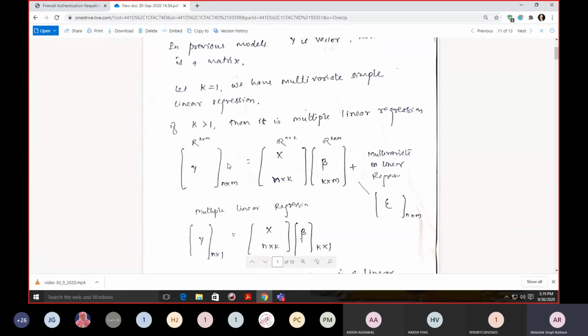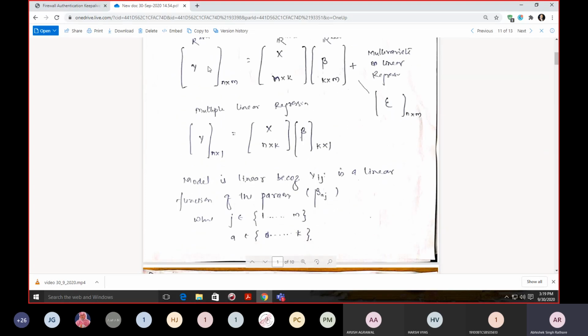When we compare this with our multiple linear regression, what is multiple linear regression? Instead of having this n cross m matrix, we have an n cross 1 vector available, and this beta again is a k cross 1 matrix. So we are saying again that this is a multivariate linear regression.